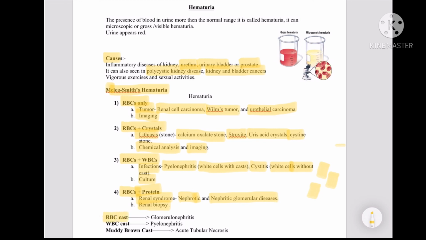So if we find RBC casts, that strongly indicates glomerulonephritis. WBCs indicate pyelonephritis, and there are WBC casts, RBC casts, and WBC casts. Muddy brown casts usually show acute tubular necrosis. Furthermore, it may be ischemic tubular necrosis or toxic tubular necrosis.